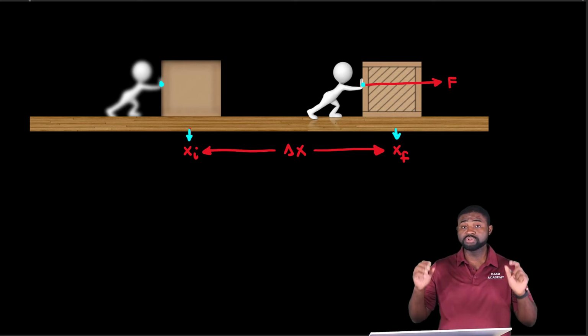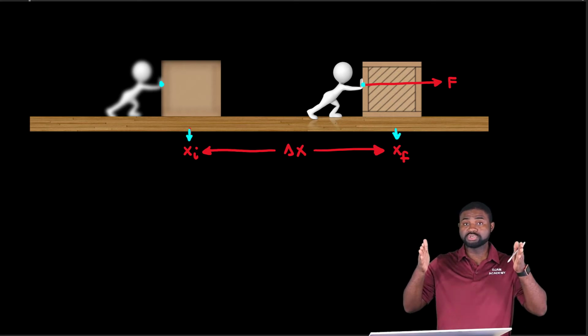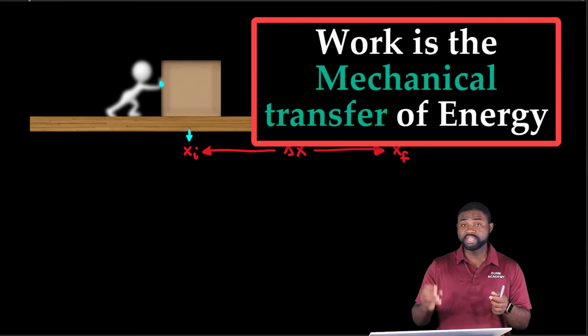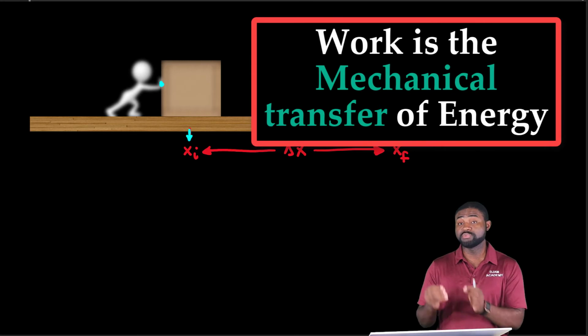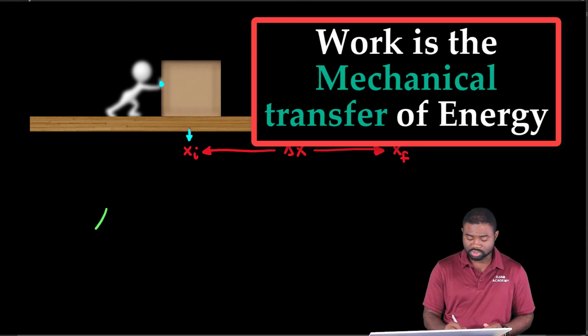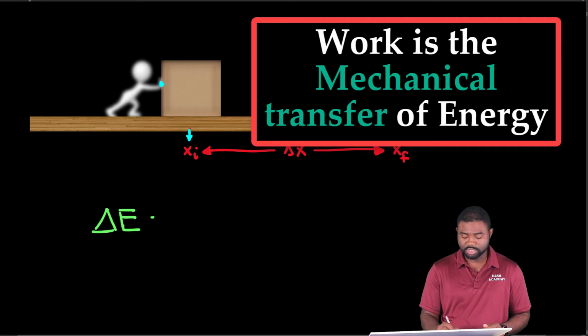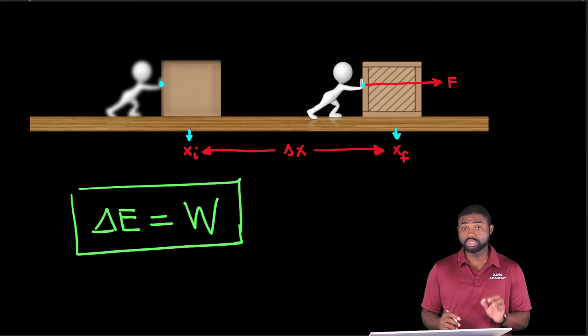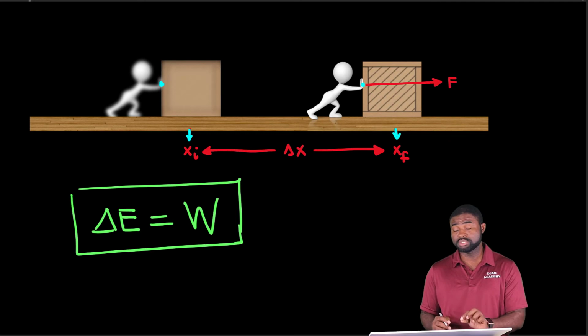In one simple statement, work done is equal to the energy added or subtracted from a system. So we can write this as the total energy added or subtracted from a system is equal to the work done on or by a system.